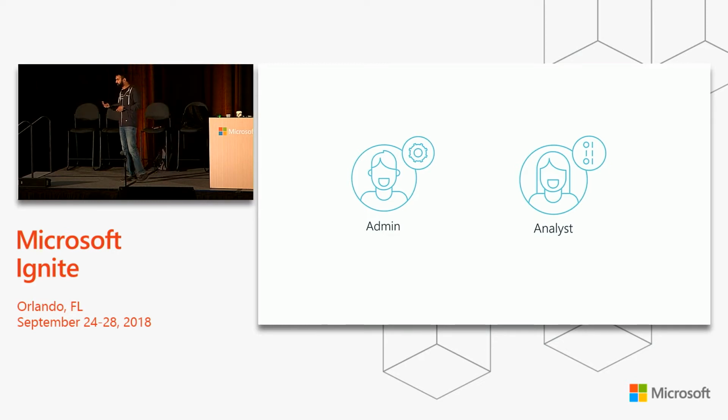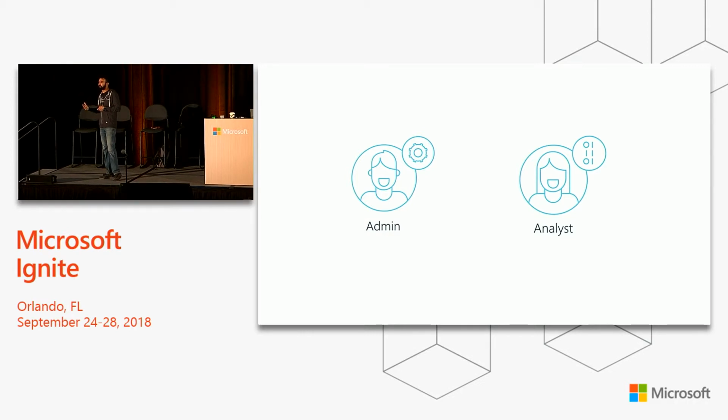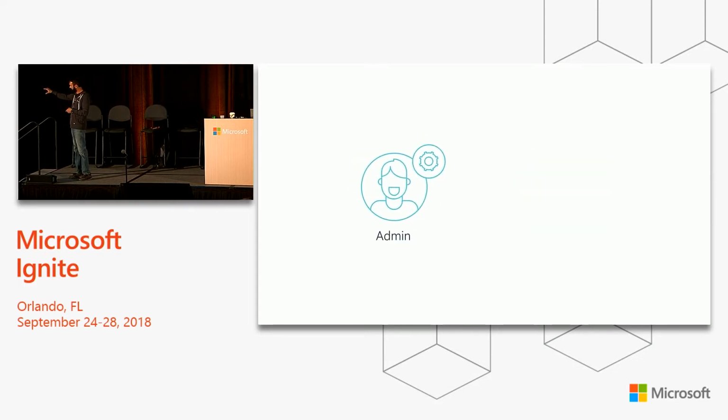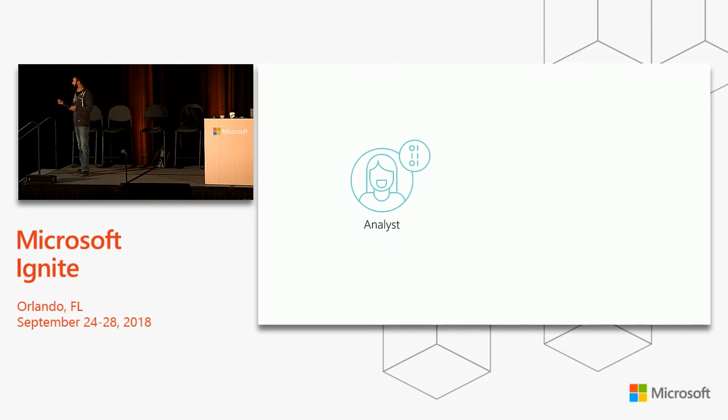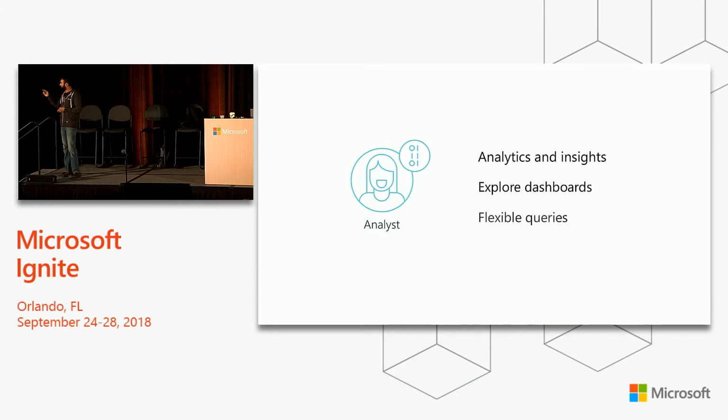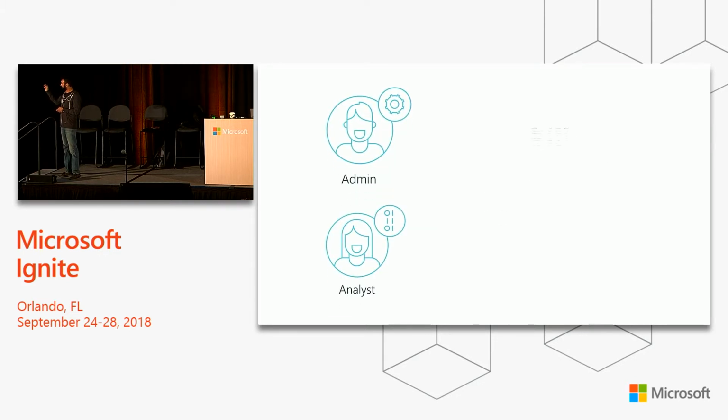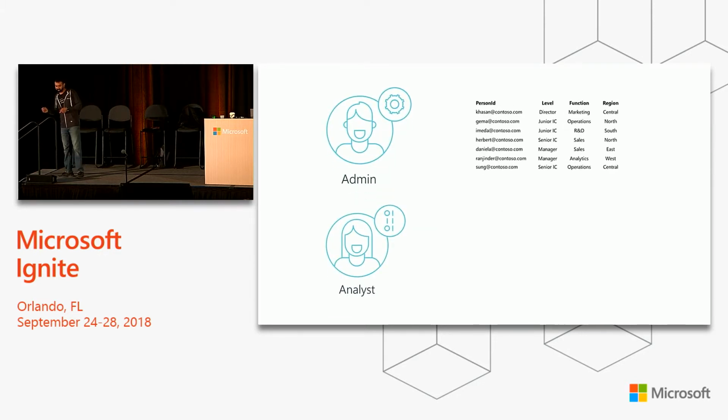We have two major roles over here: the admin, who helps set up workplace analytics, and the analyst, who actually gets to see the insights that you get as part of workplace analytics. It's the analyst I'll talk about a little bit later, but the admin primarily does the settings and what you call organizational data. And organizational data is nothing but your HR data, and I'll show you a little bit. Whereas your analyst is the person who actually comes in and does the insights.